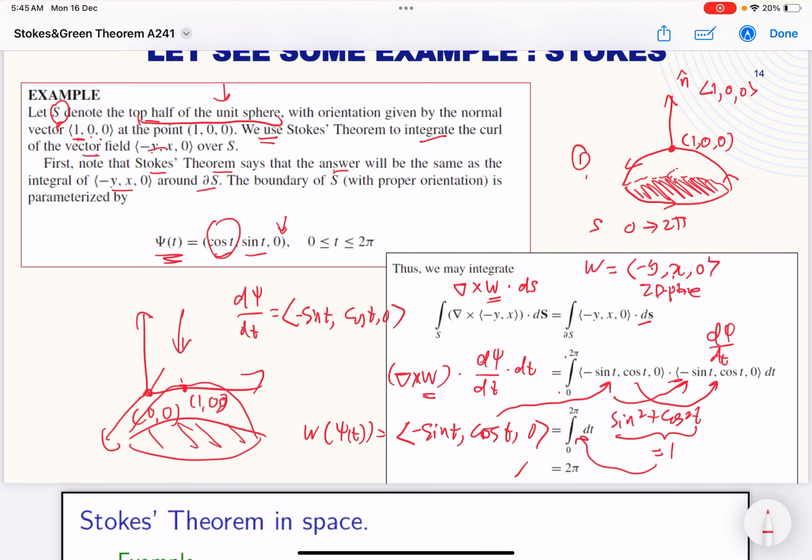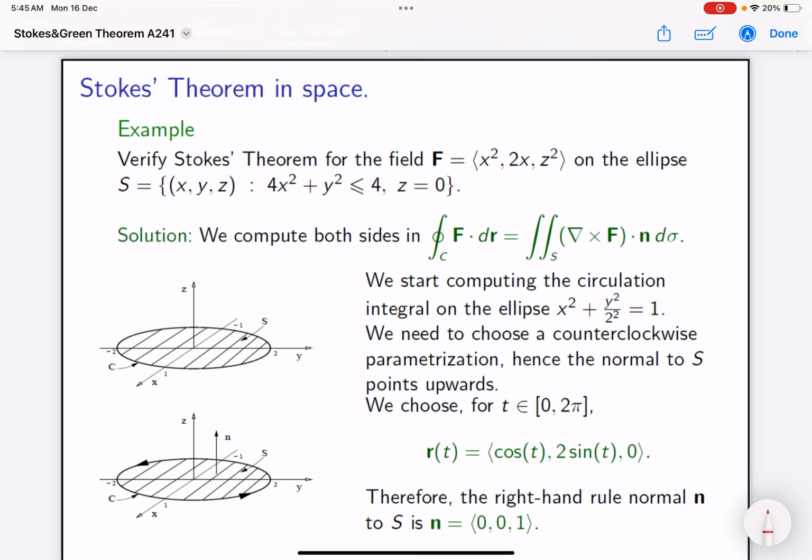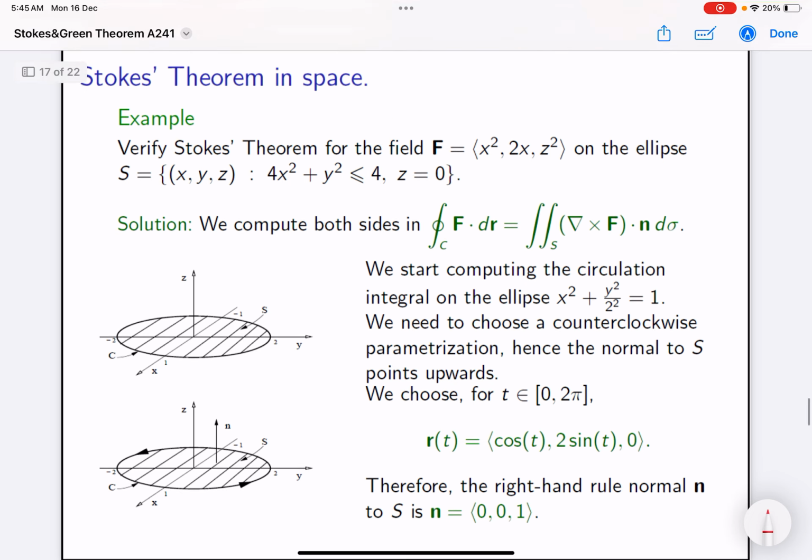So next is the real part, which is the applied one. Just for the sake of understanding, we can make it much easier to understand. So the example is to calculate the Stokes theorem.